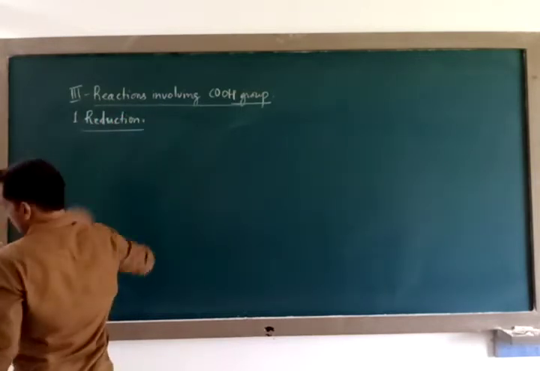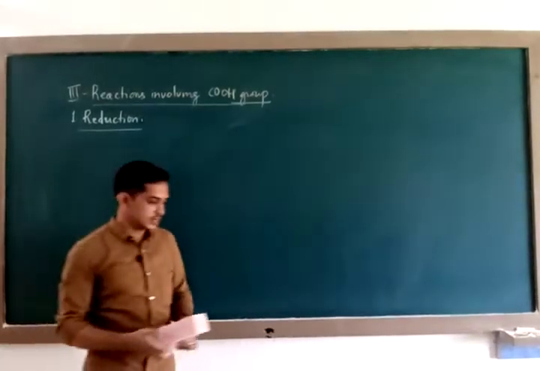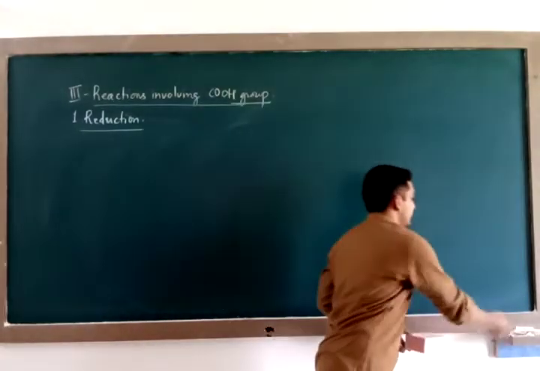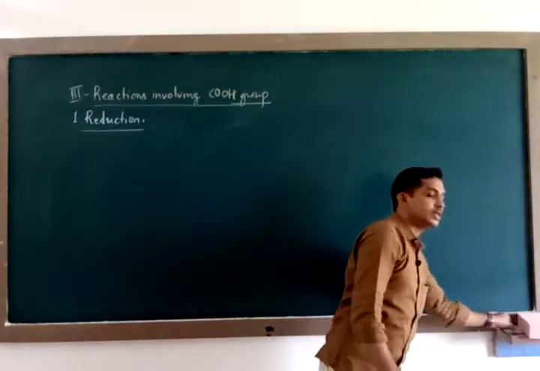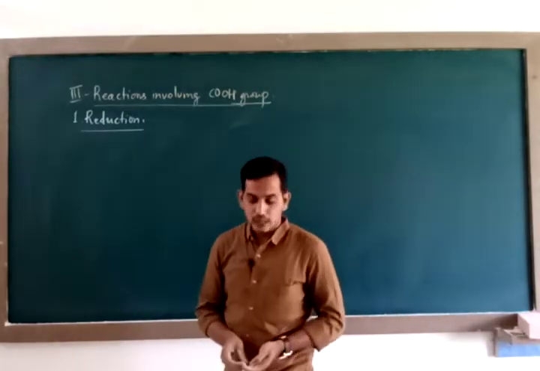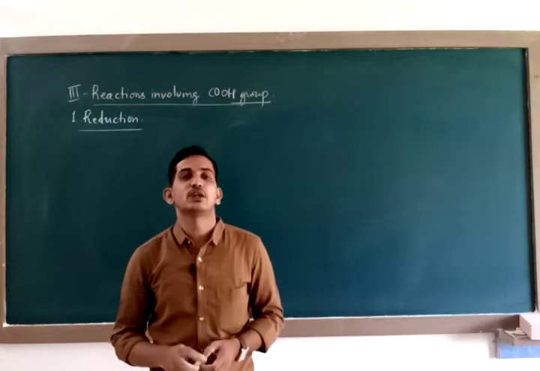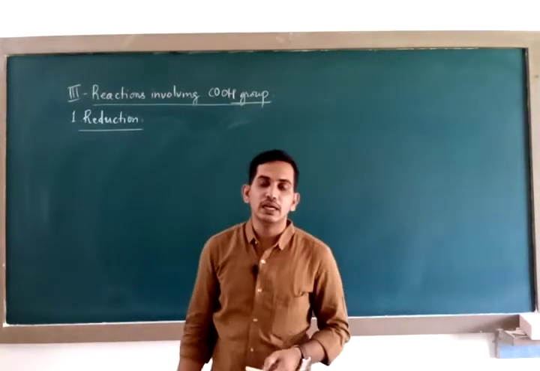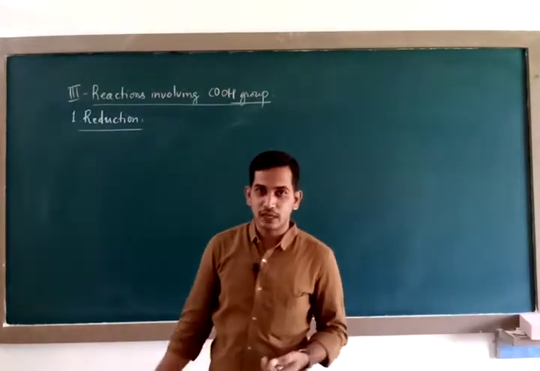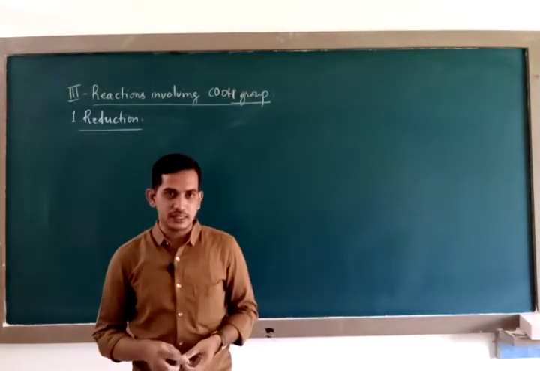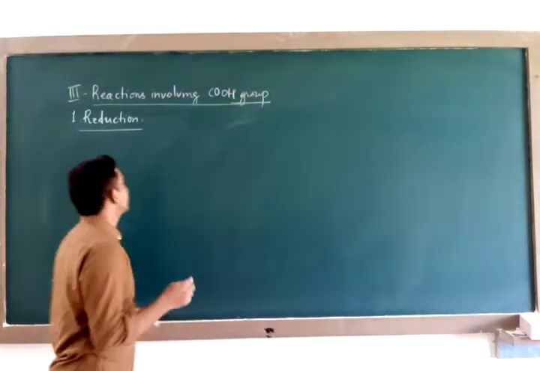You should be knowing, if carboxylic acids are reduced, what product is obtained, because it was one of the reactions in alcohols. It was one of the methods of preparation of alcohols. You can prepare alcohols, especially primary alcohols, by using carboxylic acids. So here we shall see that reaction.